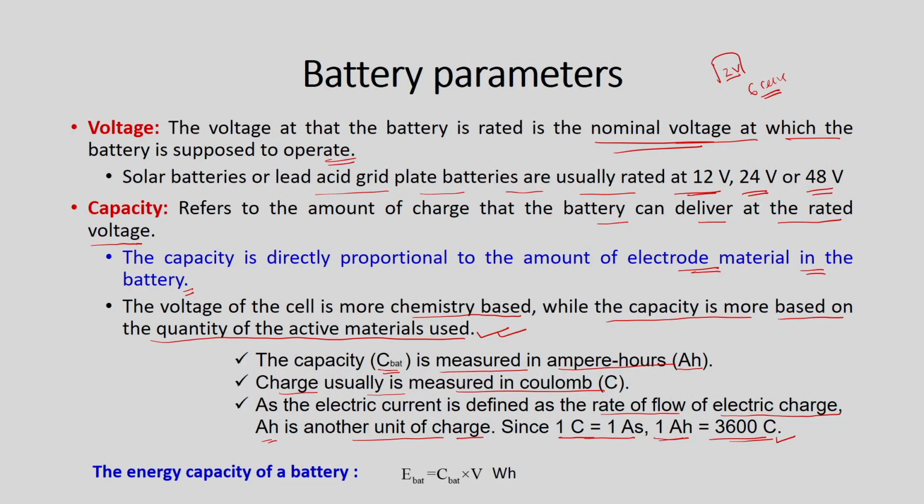Also, we are interested to calculate the energy capacity of a battery. So, how to get it? The energy capacity of the battery can be calculated by multiplying this C bat with this rated voltage. If we know C bat and rated voltage and multiply, what we will get is the energy capacity of a battery, which is very, very important, and it is represented in terms of watt hour. So, capacity is measured in ampere hour, and energy capacity of the battery is measured in watt hour, right.